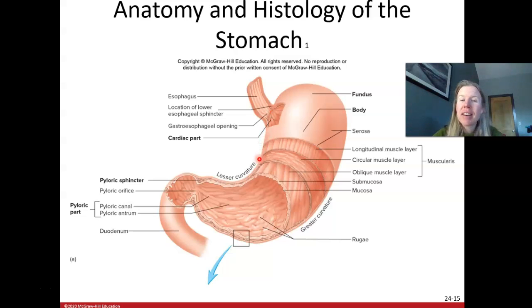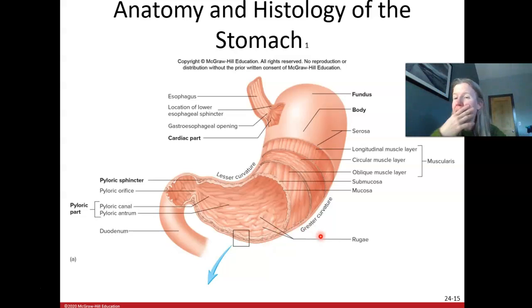Oh, and then the lesser curvature. I'm only pointing this out because remember when we were talking about the mesenteries, we had the lesser omentum between the stomach and the lesser curvature of the stomach, and then we had the greater omentum hanging off the greater curvature. So we'll see those in lab.